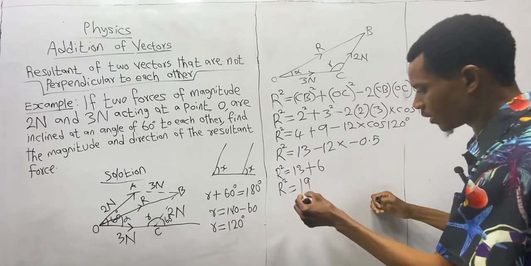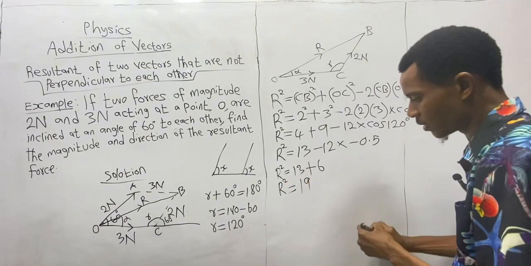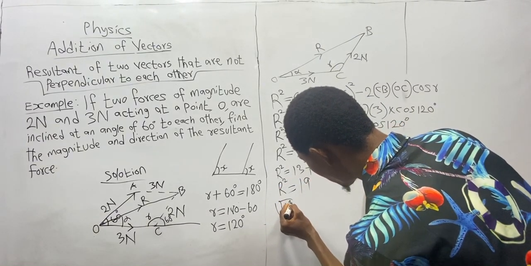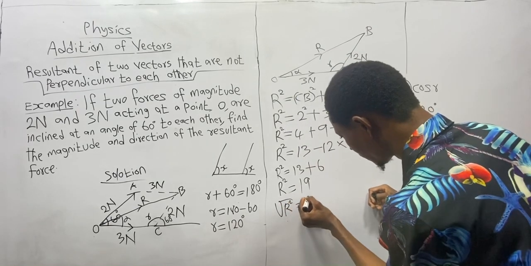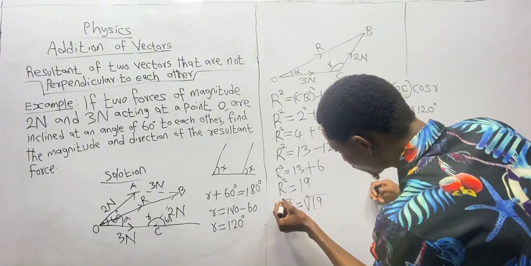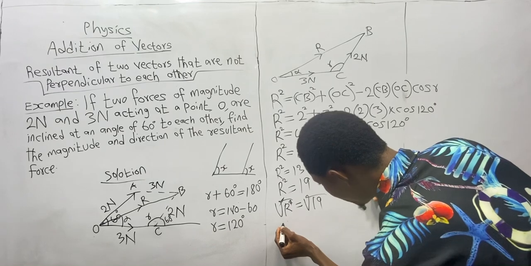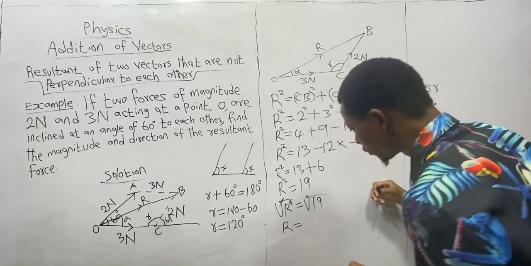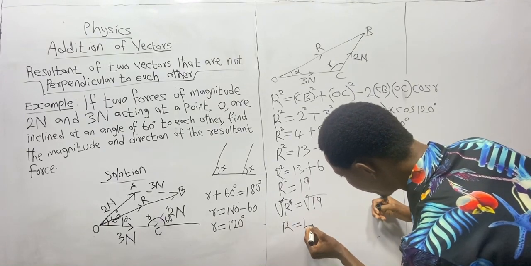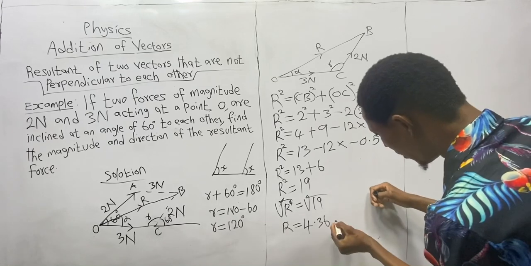So how are we going to remove the square? You remove the square by taking the square root of both sides. So this will now become what? Square root of R squared equals square root of 19. Where the square root cancels the square, here will now be what? R equals the square root of 19, which is approximately 4.36. What will be the unit?